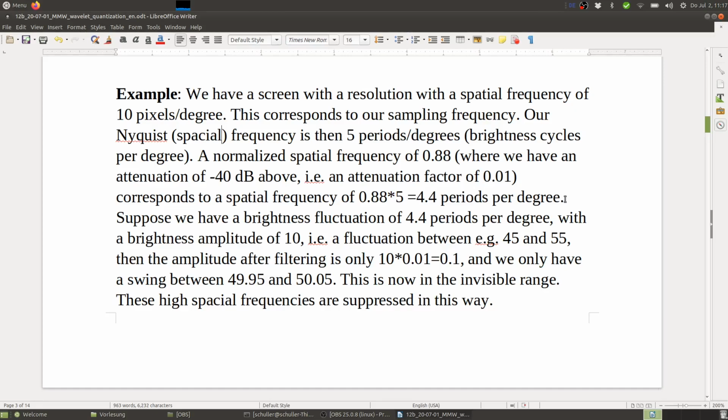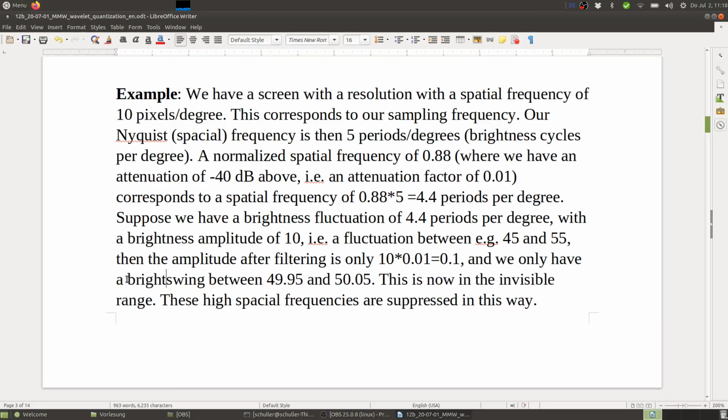So suppose we have brightness fluctuations of 4.4 periods per degree with a brightness amplitude of 10, meaning fluctuations between, for instance, 45 and 55. Then the amplitude after filtering is only 10 times 0.01 equals 0.1, and we only have a brightness swing between 49.95 and 50.05. So here this should be brightness.